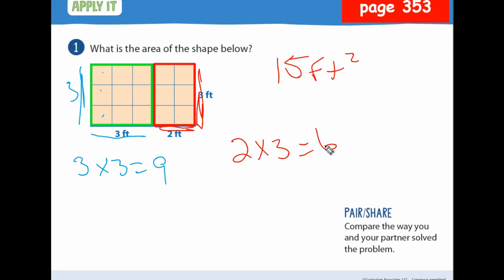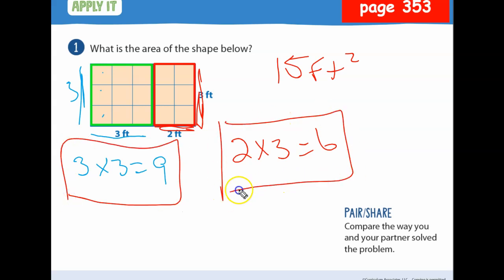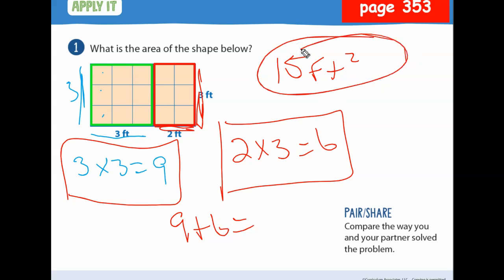Okay, and then what do I do next? I found the area for the green one. Okay, I found the area for the red one. And what's next? Add the areas. So I'm adding 9 plus 6. So what's 9 plus 6? Which is 15. Everly? I did 3 times 2 equals 6 plus 6 plus 3 equals 9. So 9 plus 6 equals 15. Okay, I'm good.